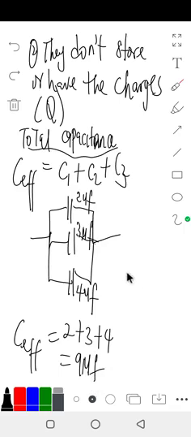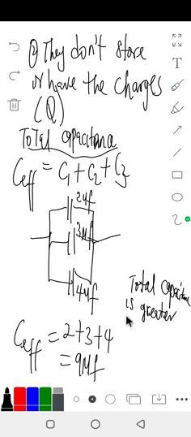And take note, for parallel connection of capacitors, the total capacitance is greater than the individual capacitance.